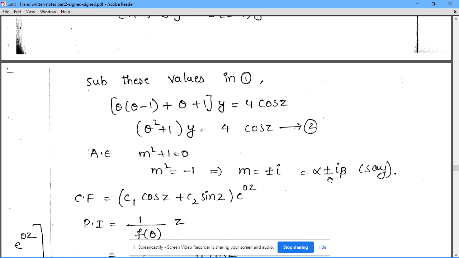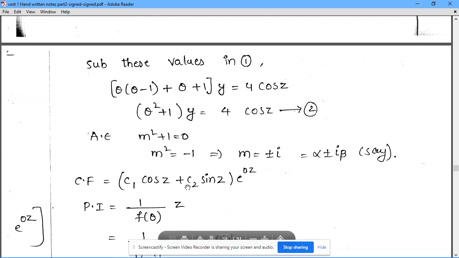So CF is (C1 cos beta z plus C2 sin beta z) into e power alpha z, but alpha is 0 here and beta is 1. So replacing these values, C1 cos z plus C2 sin z, but e power 0 z, what is the value of e power 0 z? Its value is 1.